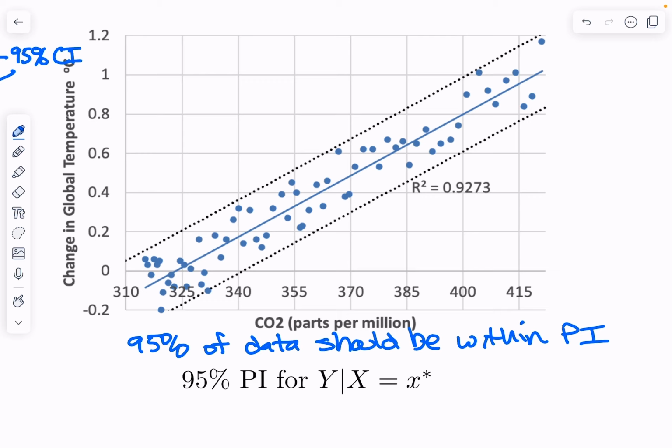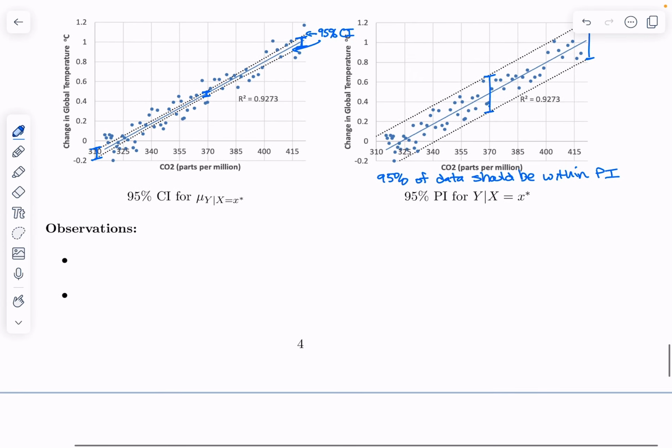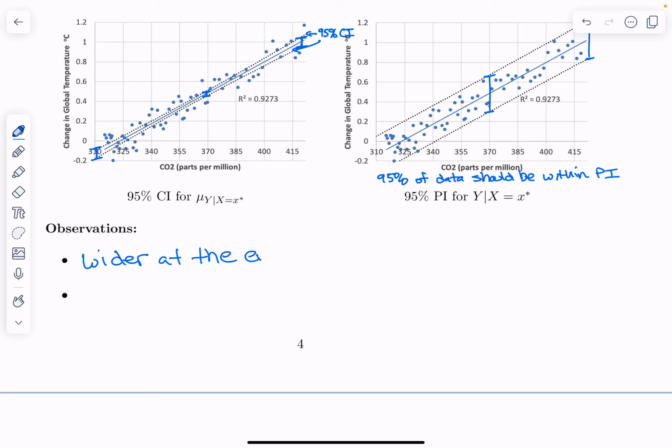Now, this interval also has the feature that it's wider towards the ends than it is in the middle, but it's a little bit harder to see on this graph. In the middle, it's going to be thinner than it is on the outside, but it's just a little bit harder to see. So let me make some final observations about these two intervals. And that is that both intervals are wider at the ends than in the middle.